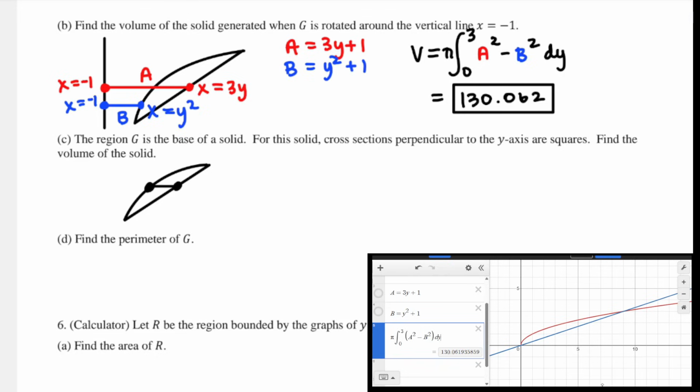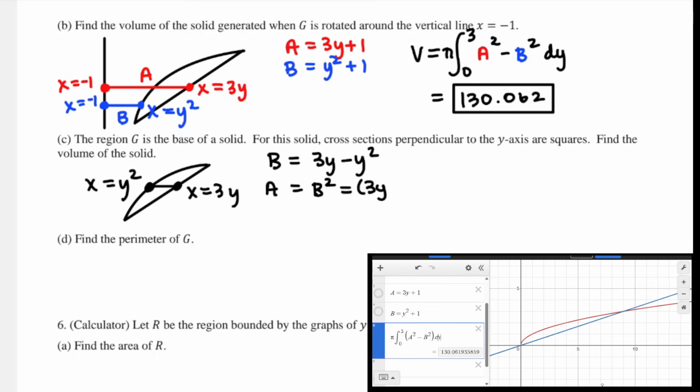Okay, so whereas we had 3y and y squared interacting with that x equals -1 each individually, this time, since the cross section is in the region G, we're going to be interested in 3y minus y squared. So over here I have x equals 3y, over here x equals y squared. So the base of my square is equal to 3y minus y squared, and the area of a square is equal to base squared, so it's 3y minus y squared squared, and then our volume will be the integral of that as y goes from 0 to 3.